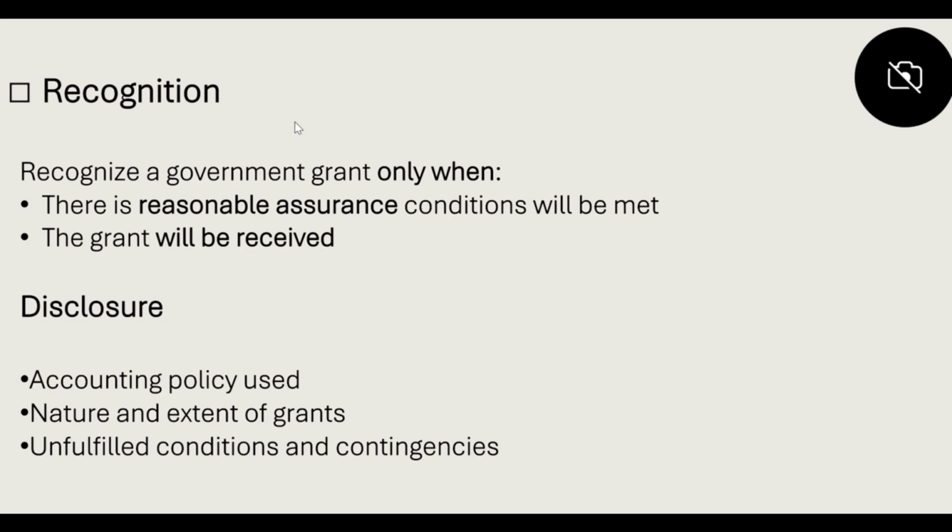Okay, here we have the recognition criteria. Recognize a government grant only when there is reasonable assurance that the conditions will be met and the grant will be received. Disclosure. For the disclosure, the accounting policy used needs to be disclosed, along with the nature and extent of the grant, unfulfilled conditions, and contingencies.